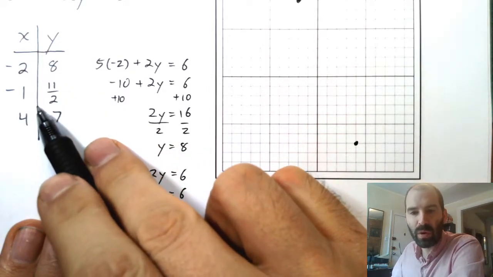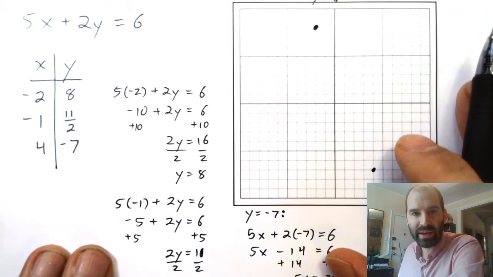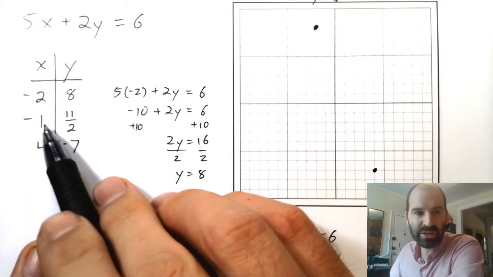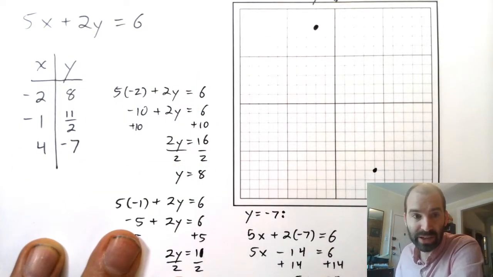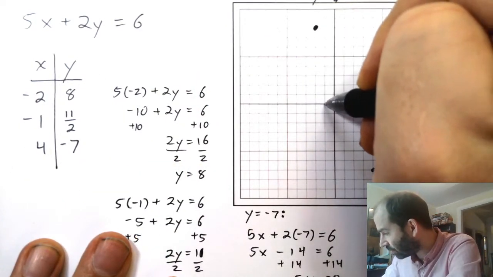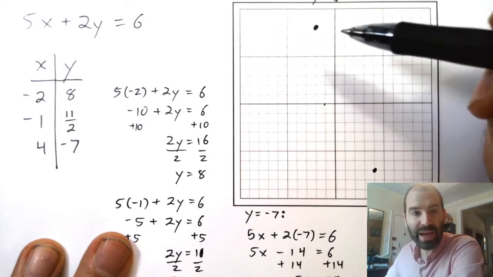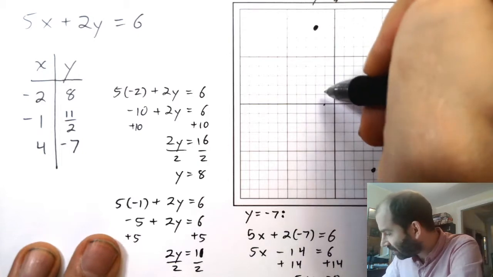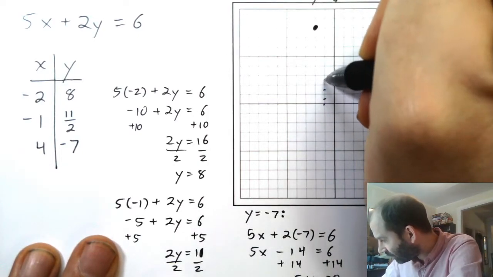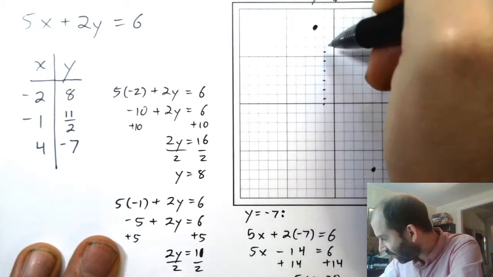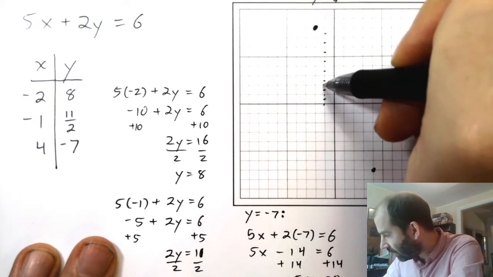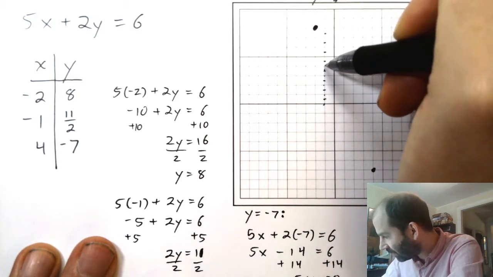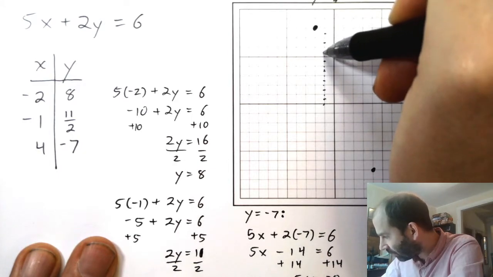Now what about this -1, 11 halves? Let me show you how you could plot that, okay? You might just try a different number so you don't get a fraction. I would recommend doing that. But in a pinch, if you did want to plot the fraction, let's go through this. So x is -1, so we're going to be over here, right? But then we have to go up 11 halves. So let me break these into halves. There's a half, half, half, half, half, half, half, half. Okay, we're going to count 11 halves. So 1, 2, 3, 4, 5, 6, 7, 8, 9, 10, 11, right there. That was 11 halves.